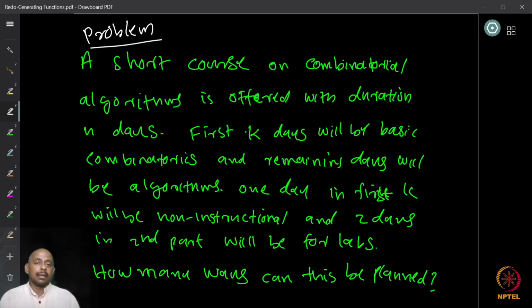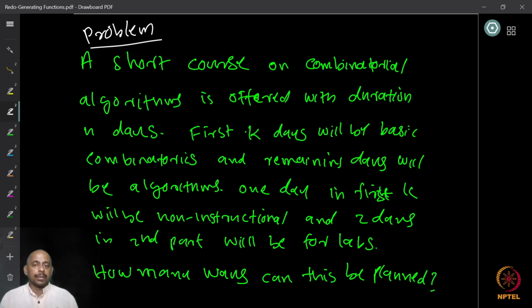Now we can use this to solve problems. Okay, so here is an example. There is a short course on, let's say, combinatorial algorithms, which is offered with a duration of n days. Like a 30-day course, or 20-day course, or 50-day course, right? Now the instructor decides the first k days will be basic combinatorics. The remaining days will be algorithms.